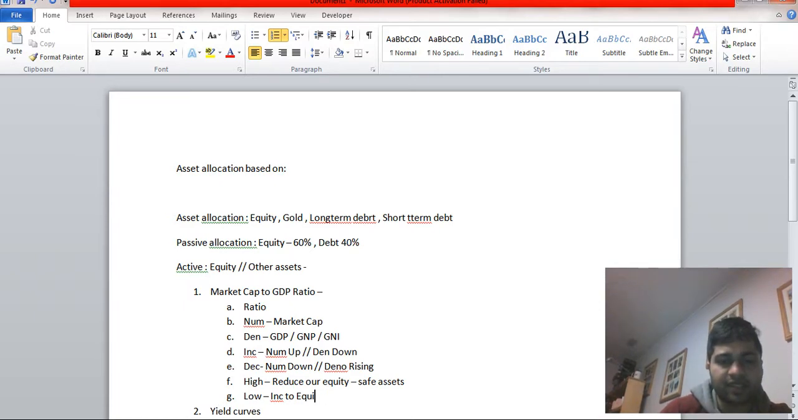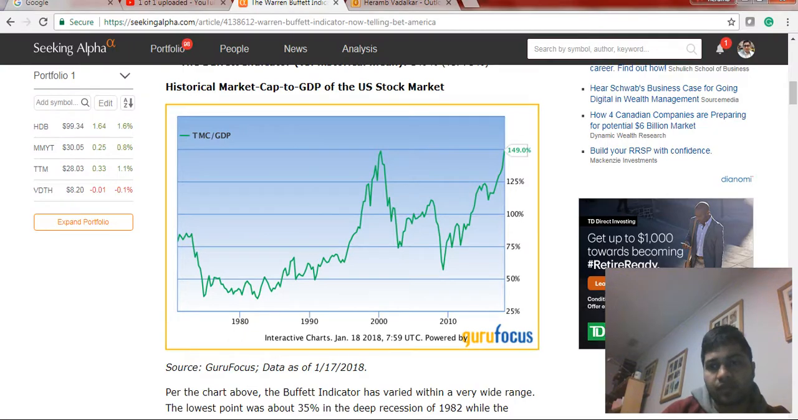So it has a very simple interpretation. If this ratio is too high, you move away from your equity and go into safe assets like gold and short-term debt. If this ratio is too low, you start investing into equity. It is as simple as that. Now, the values of too high and too low can be a bit of debate here. So what is too high and what is too low?